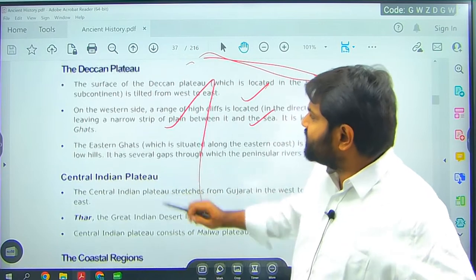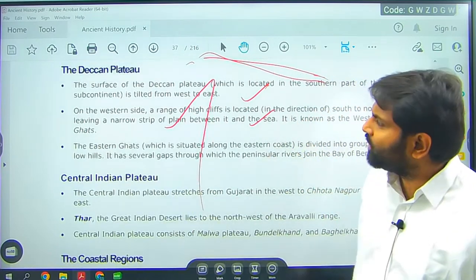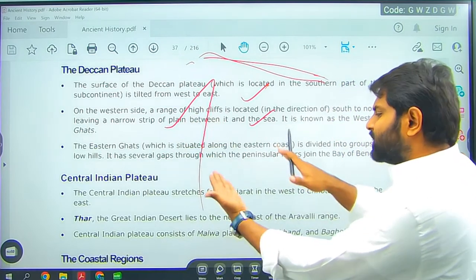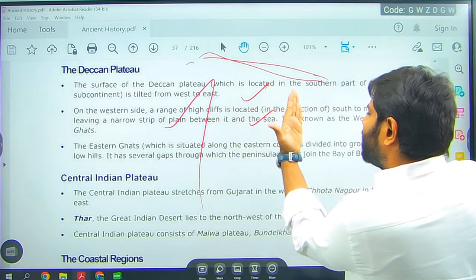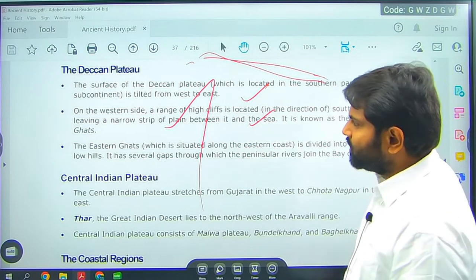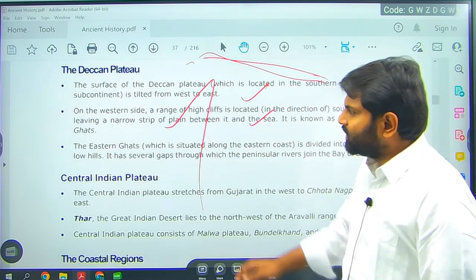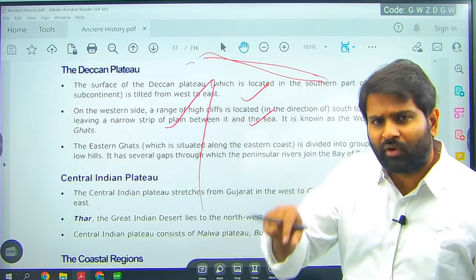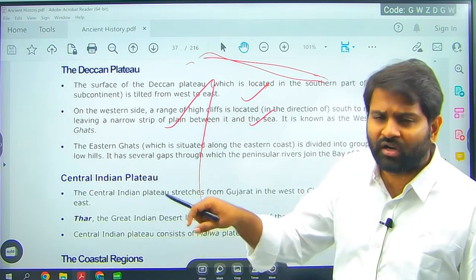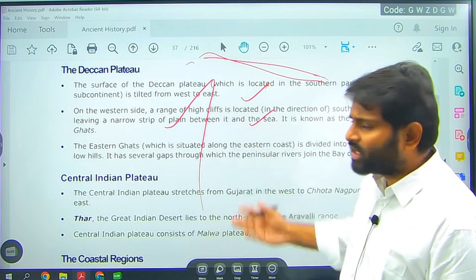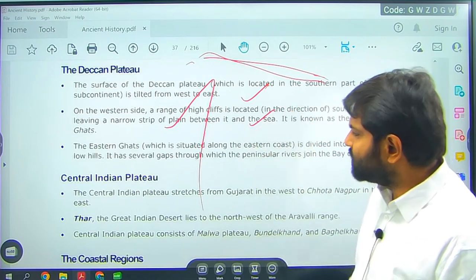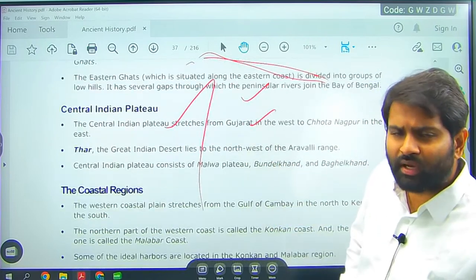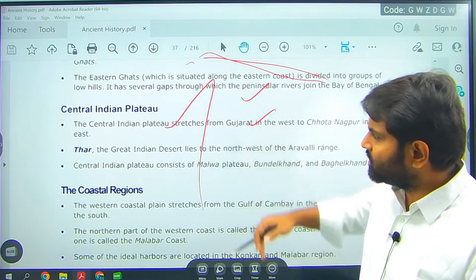The Deccan Plateau is located in the southern part of the subcontinent. It is tilted towards the east; India is tilted towards the east. In geography, you will read about that. On the western side, a range of high cliffs, a narrow strip of continuous mountains and hills, is called the Western Ghats. Towards the east, we have broken hills, called the Eastern Ghats, where all the peninsular rivers flow through and denude the Eastern Ghats.